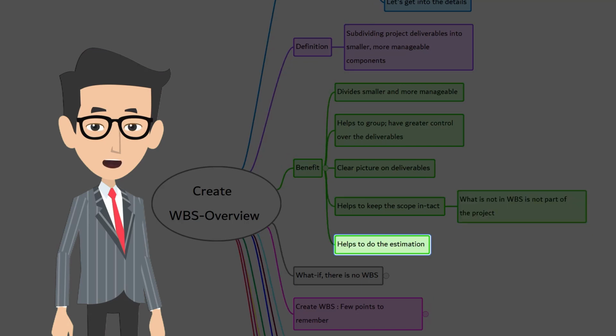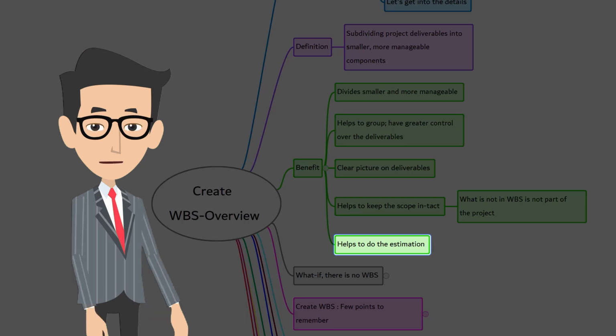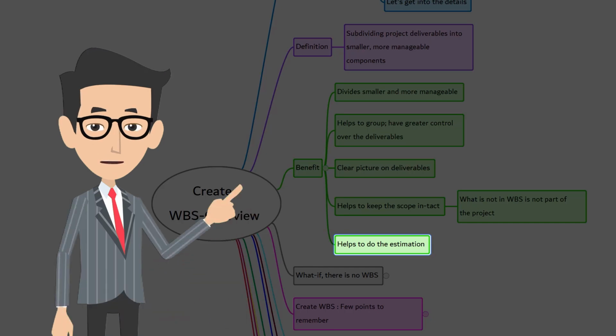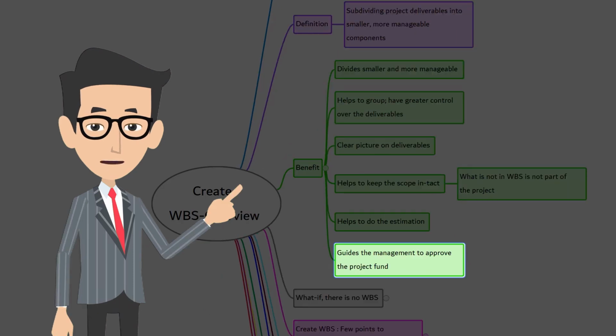We have listed all the work that is to be carried out in the project in a very detailed manner. So it's impossible to miss out anything. With the list, it has become easier to do the estimation, right? When I say estimation, I mean estimation of schedule, estimation of cost, estimation of resources, everything. This detailed estimation helps the management to understand the project details easily, and it helps to approve the project fund.